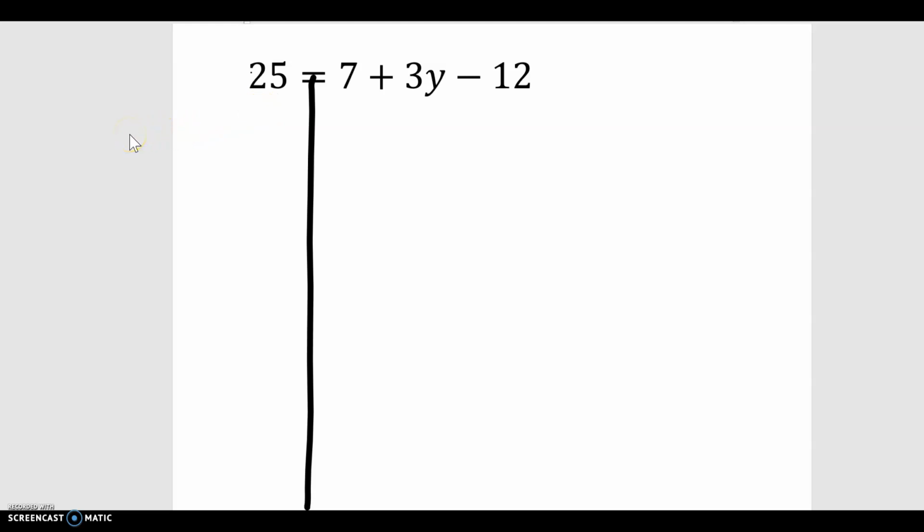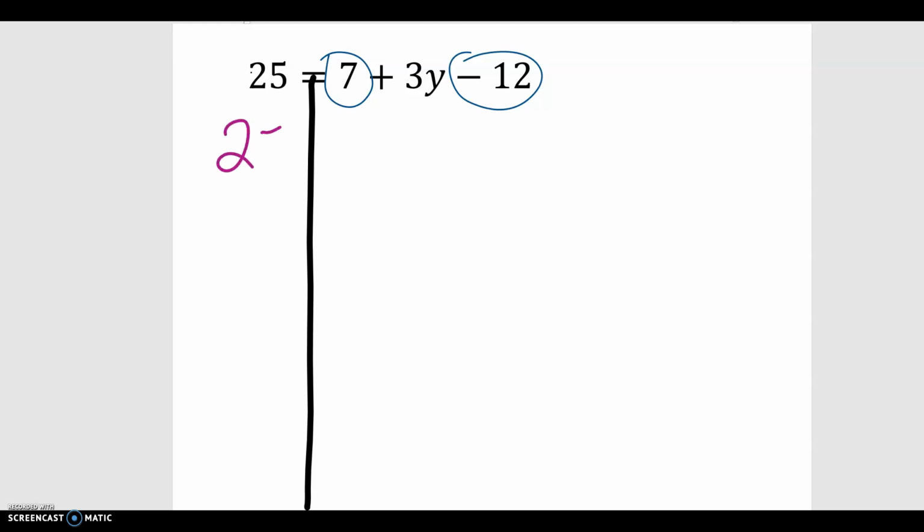So now our next step is to use the distributive property if we need to. Since there are no parentheses in here, we have nothing to distribute, so that step we don't have to worry about. Step 3 says to combine any like terms. So on the left side, we just have the number 25, so nothing to combine over there. On the right side, we have two different constants that we can combine together. So we have this 7 and minus 12. So those two can be combined together.